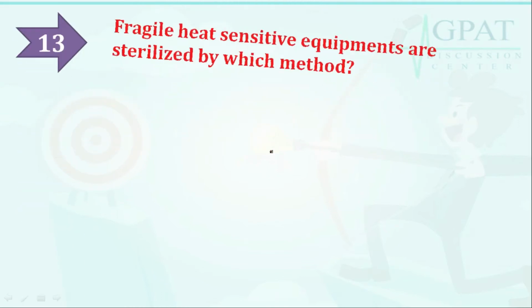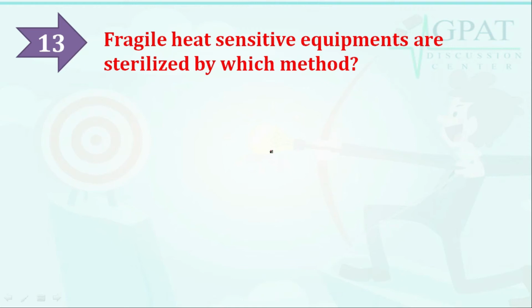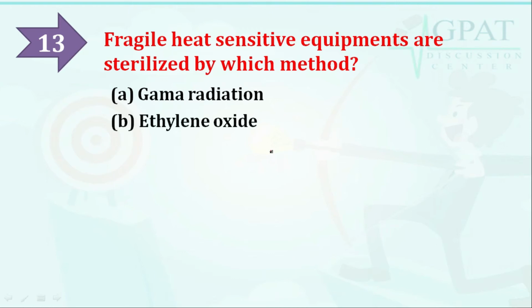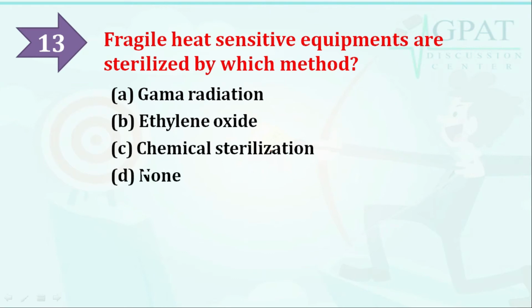So the next question is, fragile heat sensitive equipments are sterilized by which method? Options: A gamma radiation, option B ethylene oxide, option C chemical sterilization, option D none. So fragile heat sensitive equipments are sterilized by which method? The correct answer is ethylene oxide, which is used for the sterilization of fragile heat sensitive equipments.